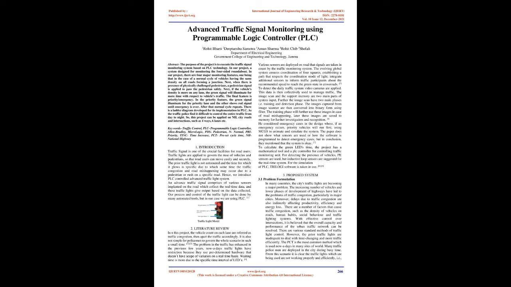In the priority feature, the green signal illuminates for the priority lane and the others show a red signal until the emergency is over. After that, the normal cycle repeats. There is a ladder diagram developed for its implementation in PLC. As the traffic police find it difficult to control the entire traffic from day to night, this project can be applied on NH, city roads, and intersections, such as 4 ways, 6 lanes, etc.